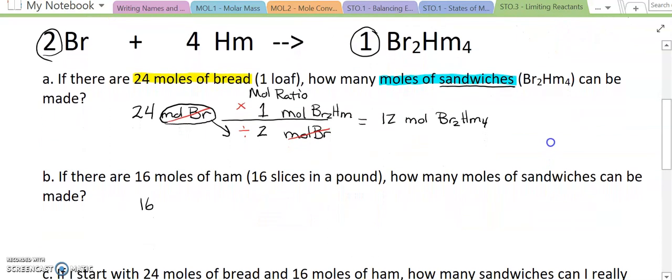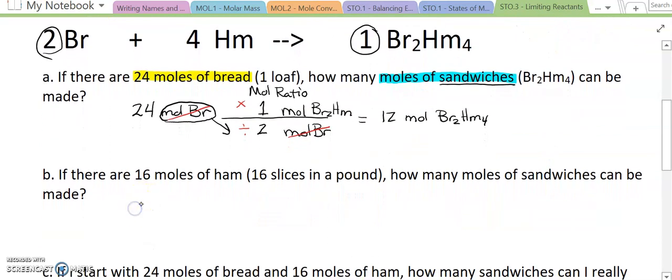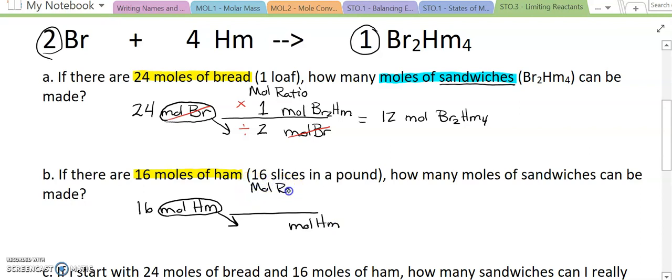Because in part B of the problem, we're talking about 16 moles of ham. And I still want to know how many sandwiches can be made. So I still have this starting number, but this time I'm going to start with ham. And it's still moles, so I'm going to set up my problem the same way. I'm going to put moles down here, so I can get rid of my ham. And this is still going to be a mole ratio, which of course is moles to moles. And the question continues on, how many moles of sandwiches can be made?